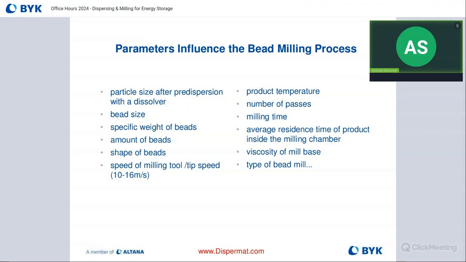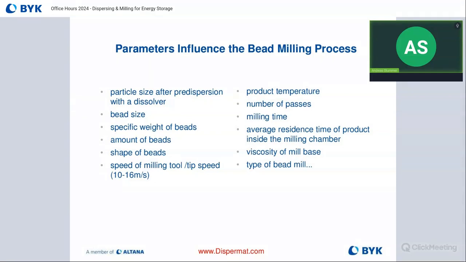Speed of the milling tool when we're milling, again, 10 to 16 meters per second. I know I'm repeating myself, but it's really, really important to maintain a good tip speed. Product temperature, again, control is key. We have cooling jackets on our supply vessels as well as on the milling chambers. How often does it go through the milling chamber or basket mill? The total amount of milling time. How long does my product sit inside of the milling chamber?